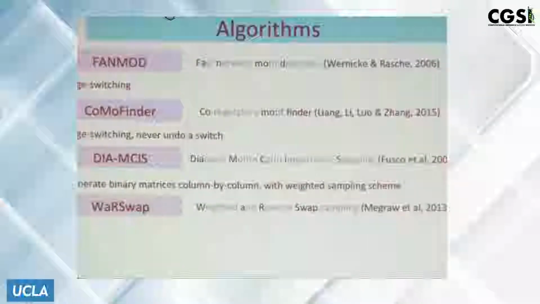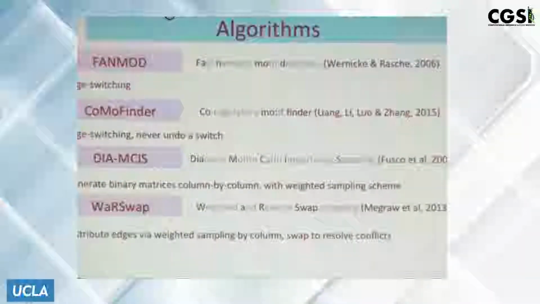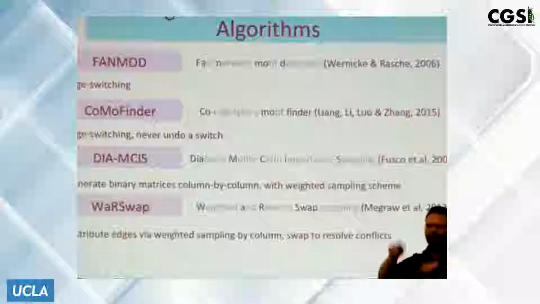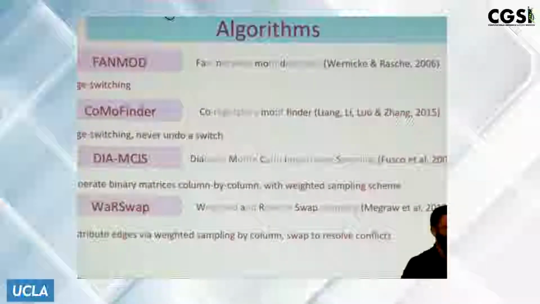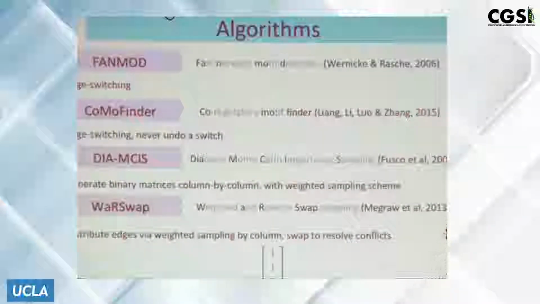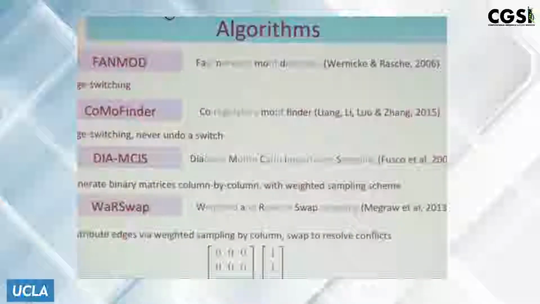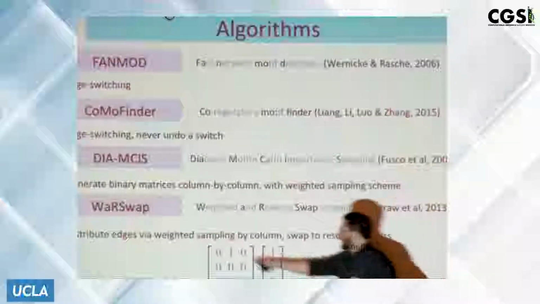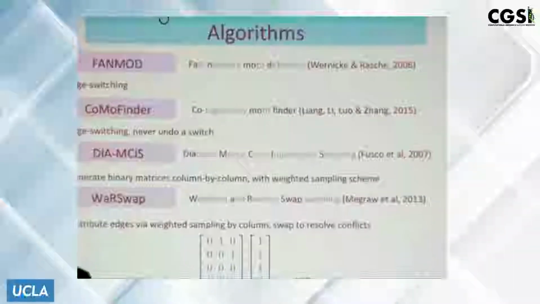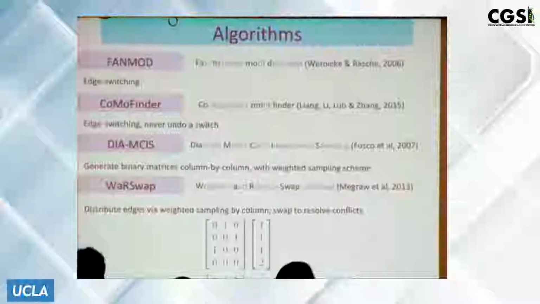Another non-edge switching one is WARSWAP, weighted and reverse sampling, swap sampling. Similar to DIAMPSIS, except you might imagine, if you start with all zeros and you start putting in ones, you might eventually get stuck somewhere. For example, right here, if here's my row sums, there's my column sums, I start with all zeros, I decide to start with the middle column and I stick a 1 right here, and then I stick a 1 right there, and then I stick a 1 right here, and oh shoot, I'm stuck.